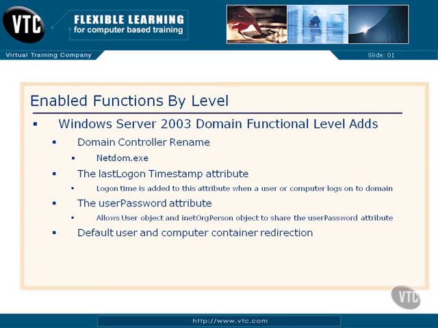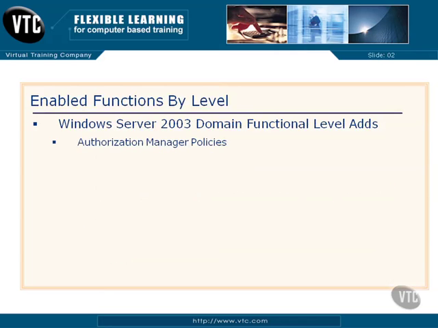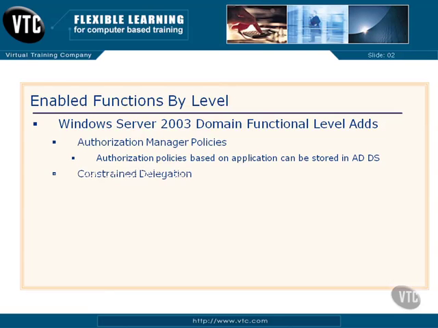Also at the 2003 domain level, you pick up default user and computer container redirection. In earlier versions, new accounts and computers automatically got dropped in the containers called Users and Computers, and then you had to move them. Well, you can now just redirect them by default. You don't have to go through all that stuff anymore. Authorization Manager policies: authorization policies based on applications can be stored in the Active Directory Domain Services data store. There's a functionality in Windows Server that allows you to build authorization based on the application itself, called role-based applications, and this lets you set up policies for that.